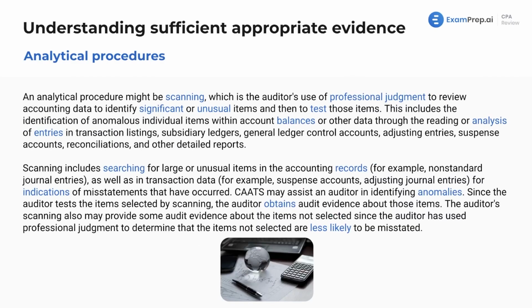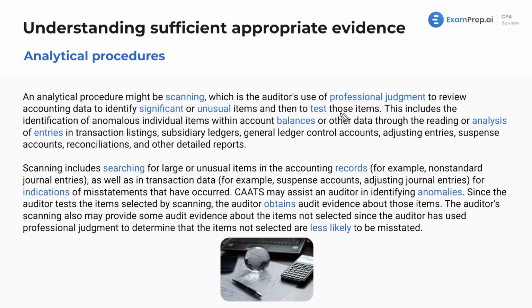Here we're going to talk about analytical procedures as it relates to our audit evidence. In analytical procedure, it could be something such as scanning. This process of scanning is the auditor's use of professional judgment to review accounting data, also possibly audit evidence, to identify significant or unusual items and then to test those items. And then we could scan those particular transactions possibly, and then we're going to collect audit evidence based on those.